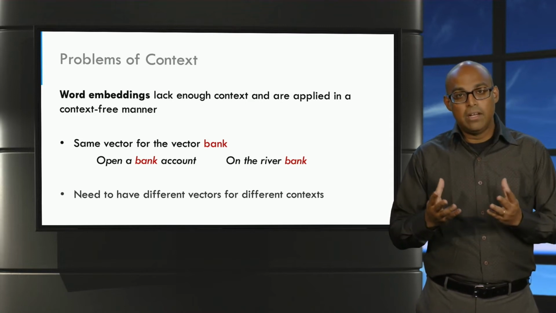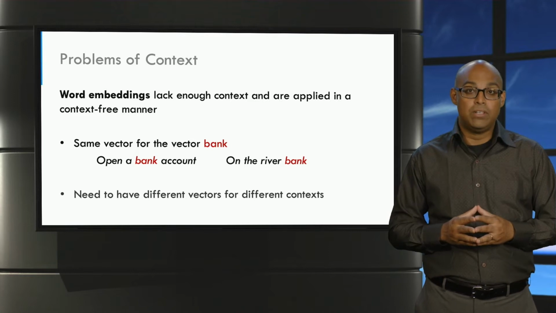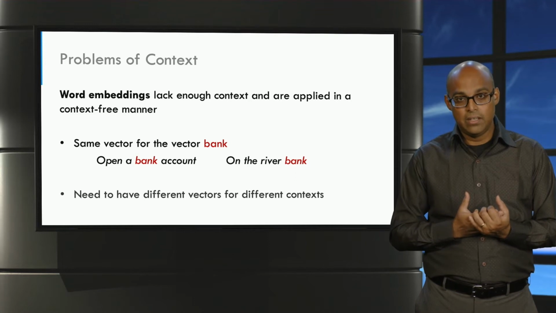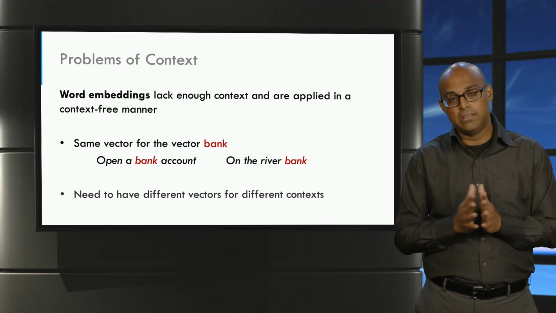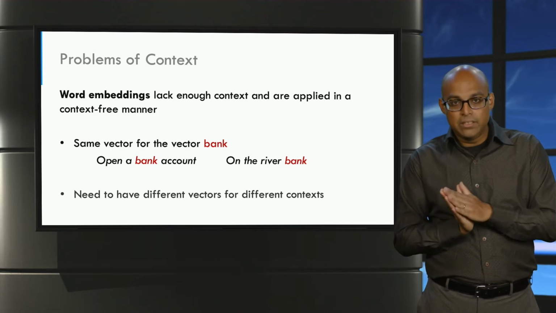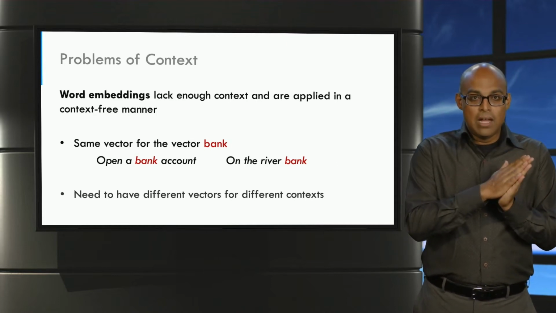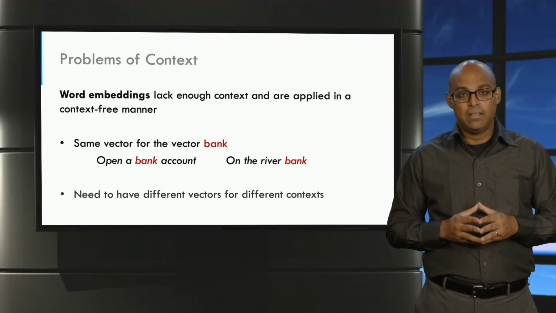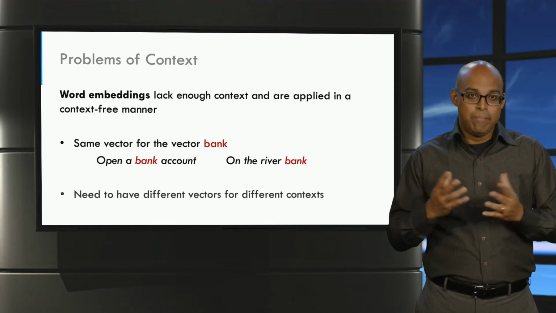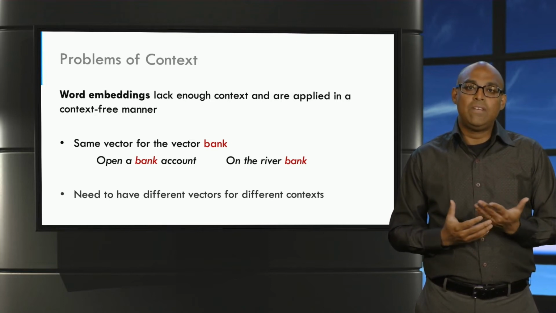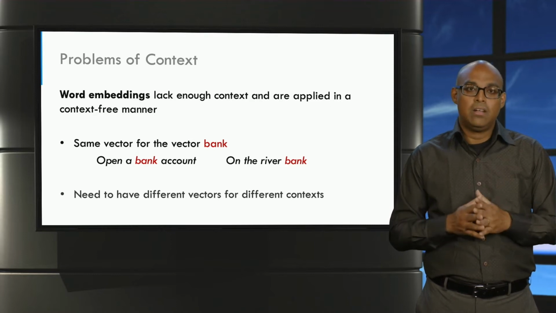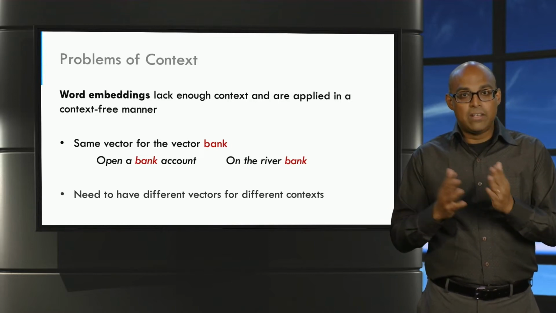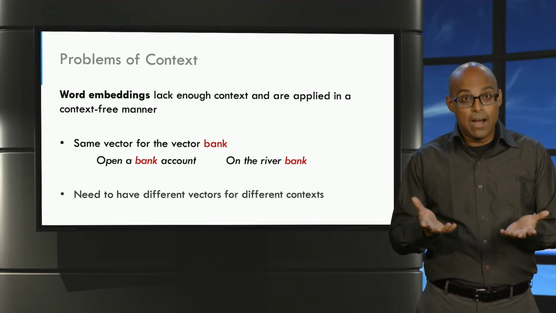For example, assume that you have a very simple bag of words model where you just average the representations of the words in a sentence to come up with a sentence representation. In both the sentence representations for the bank account and the riverbank, you would use the same embedding for the word vector bank. Now, this is problematic because clearly the word bank has two different senses in two different contexts. What is desirable is to have different vectors for different contexts. Now, how do we do that?